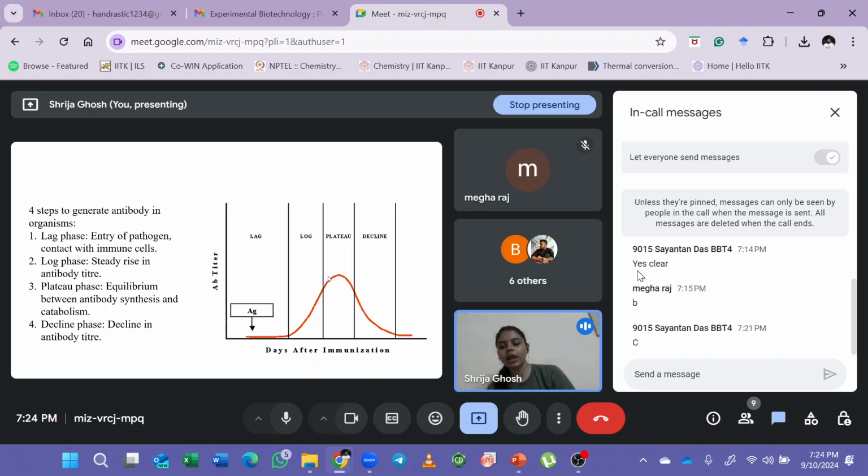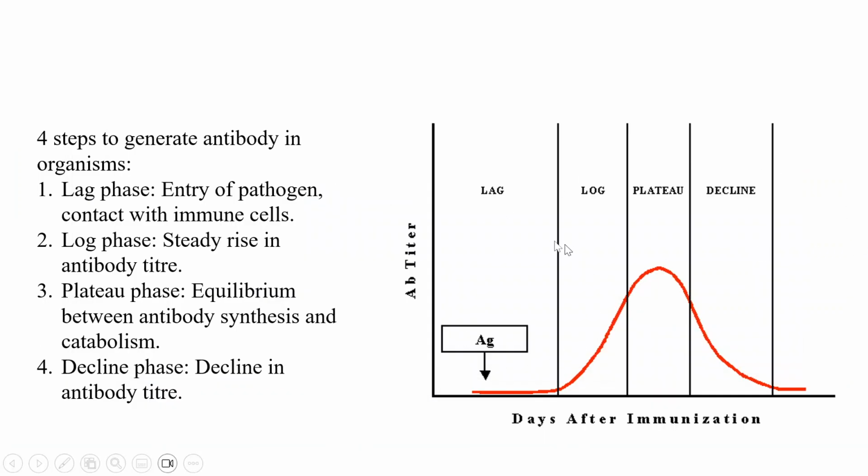So in the lag phase here, the antigen is introduced. Whatever vaccine you have taken, consider that as the antigen. And this is the number of days after immunization. After a few days you will see the log phase, where in your body the antibody against those particular antigens is being developed.